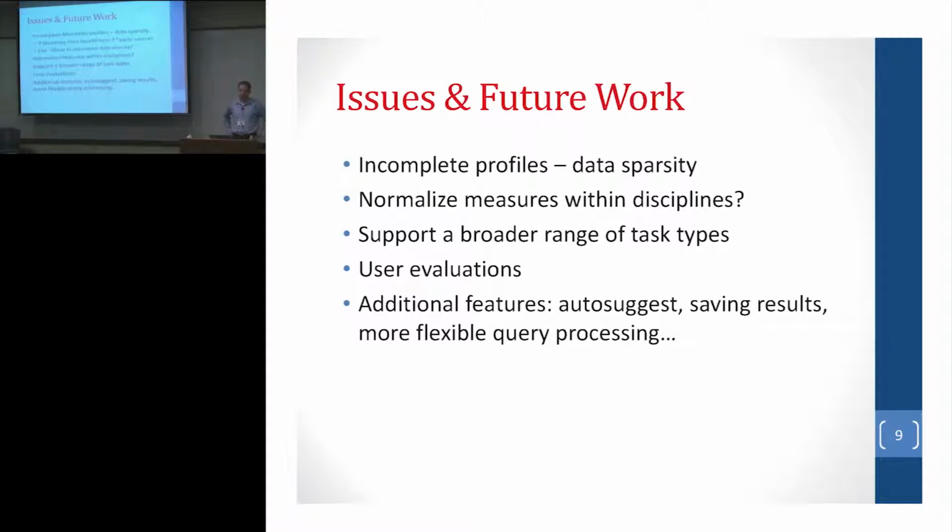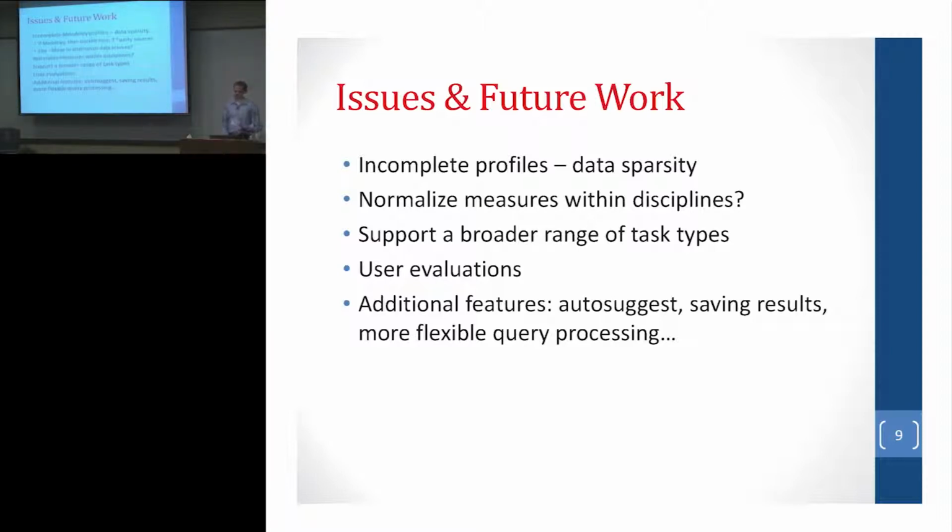Obviously, what we need to do is, because researchers are coming from different backgrounds, we need to normalize measures within disciplines. At the moment, we did it across all disciplines. So if somebody is in humanities, obviously they are writing more books than they write journal papers. So the measures across all disciplines will skew the results. We imagined that we could support a broader range of task types, not just hiring and finding program committees and keynote speakers and patent research.